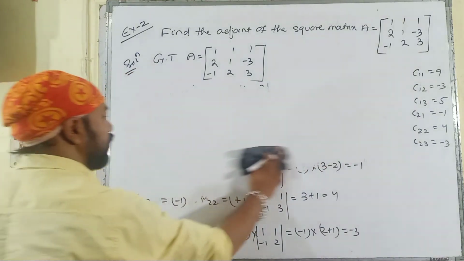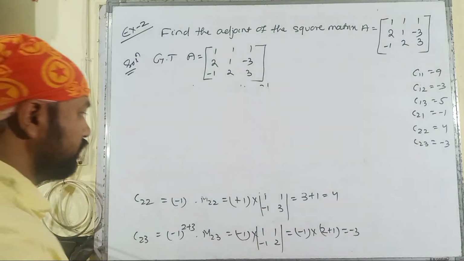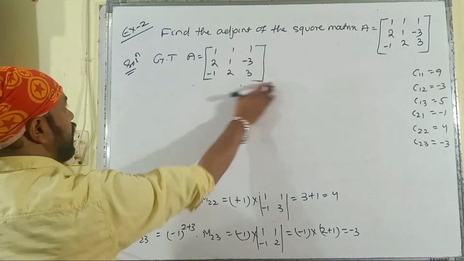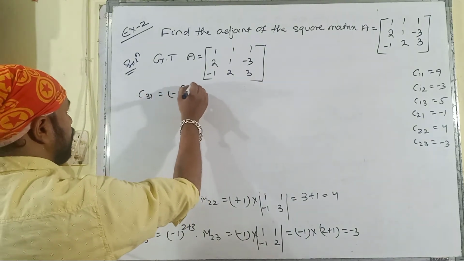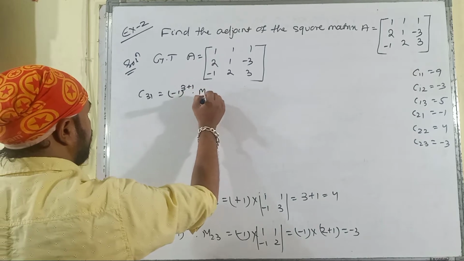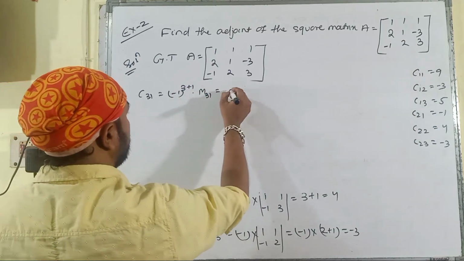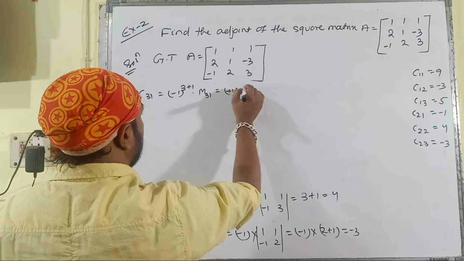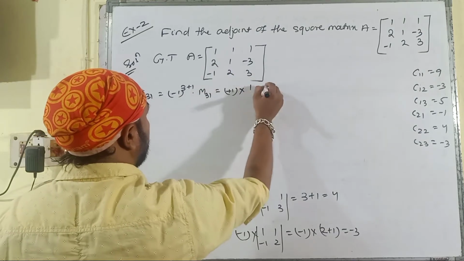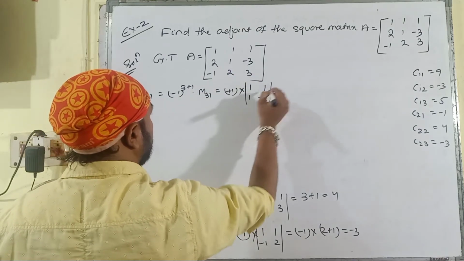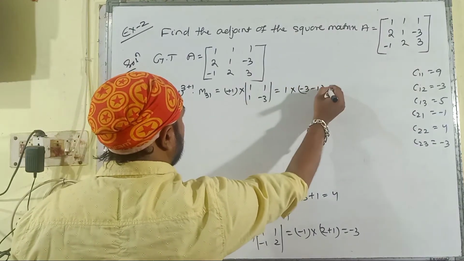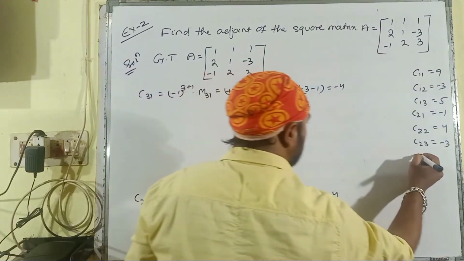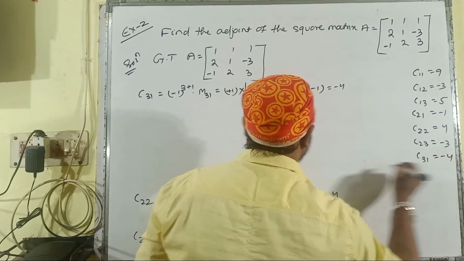Then let us go through the value of C31. It is minus 1 to the power 3 plus 1, multiplied with M31. It is plus 1 multiplied with M31. So it will be 1, 1, 1 minus 3. It is 1 multiplied with minus 3 minus 1. That means it is minus 4. So C31 is minus 4.